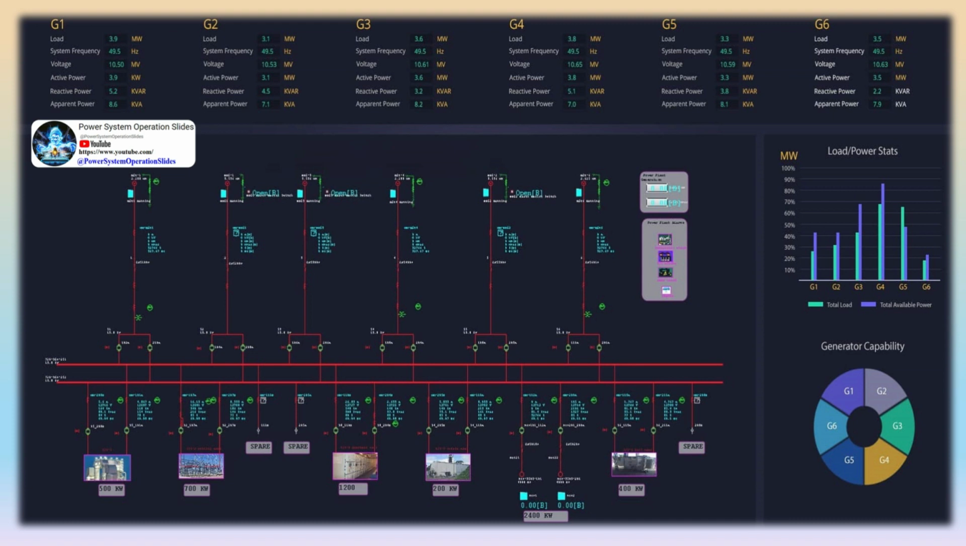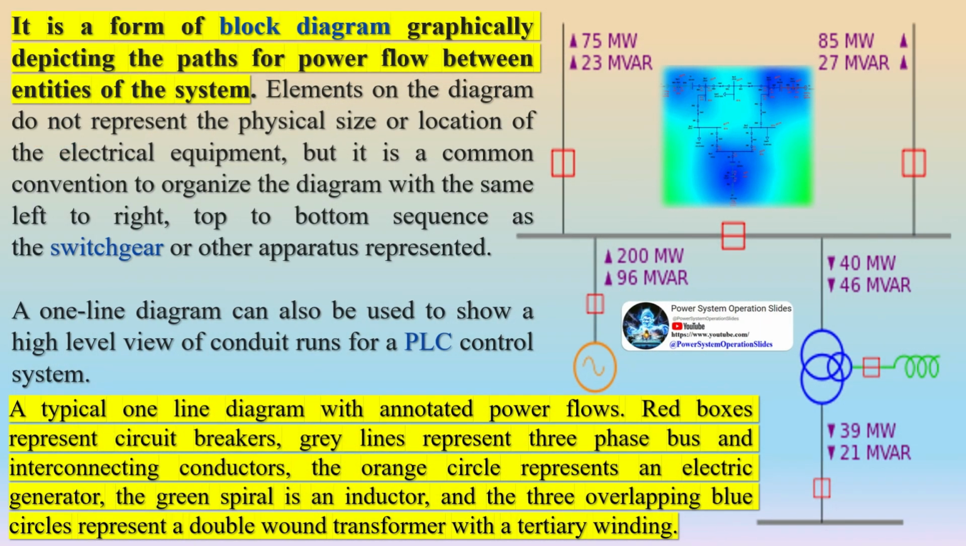Transmission and distribution lines. The single-line diagram also includes symbols for transmission and distribution lines, which carry electrical power from the generators to the consumers. These symbols represent the conductor material, the line configuration, overhead or underground, and the location of switches or breakers along the line.